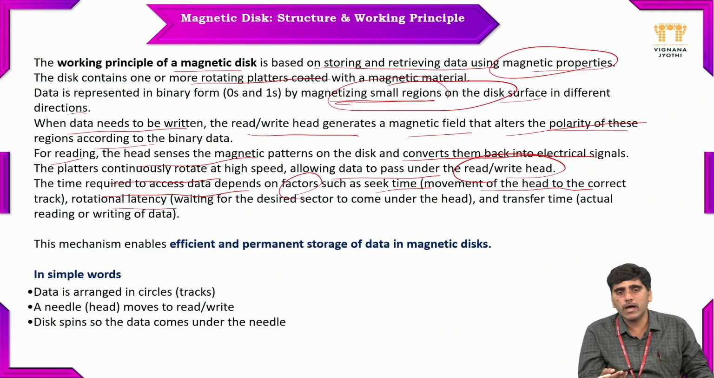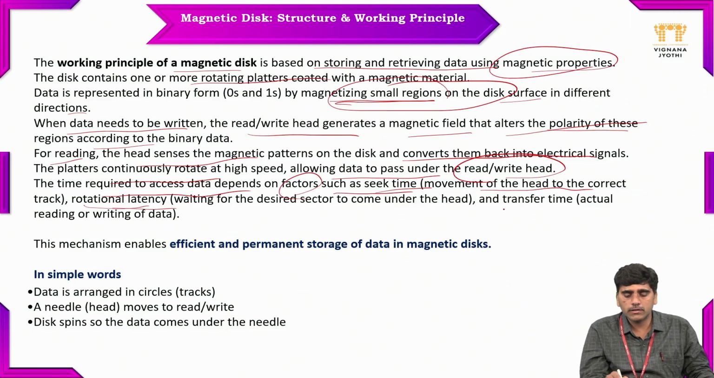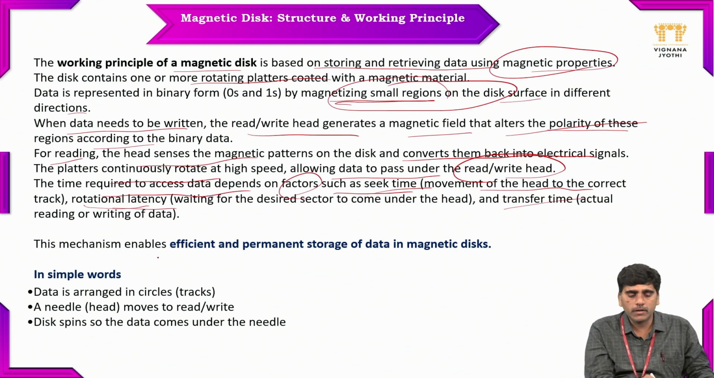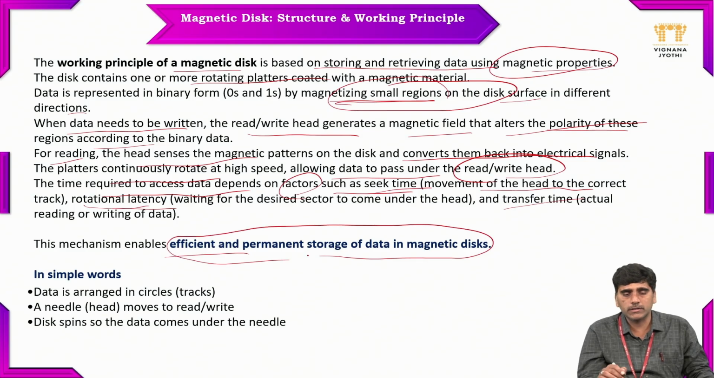How much time it takes for the read operation and for the write operation depends upon these factors. What are those factors? Seek time, rotational latency, and transfer time. These are the factors used for accessing data in read or write operations, and this mechanism enables efficient and permanent storage of data in magnetic disks.